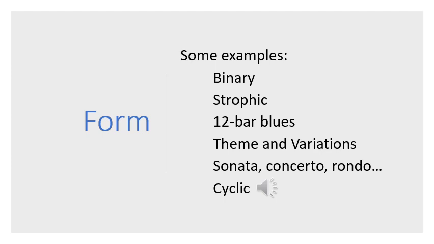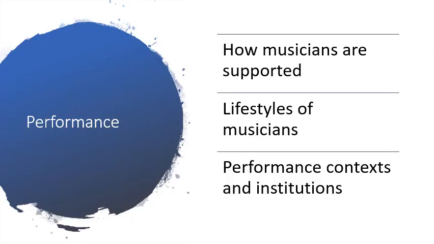So form is another very important aspect. We have rhythm. We also have performance. Performance is important to understand. It's not necessarily a musical concept like form and harmony, but it's important to understand how musicians are supported. So in the West, it's very much a capitalist society. You go and you get hired by the club owner to play your music. But in other parts of the world, other countries, other cultures, musicians are supported in very different ways, and this changes how they perform and what they perform.